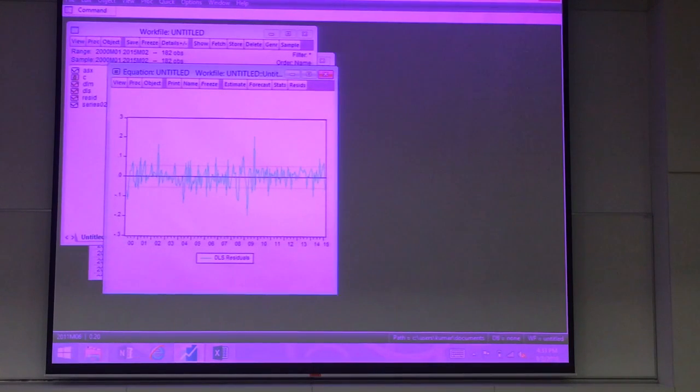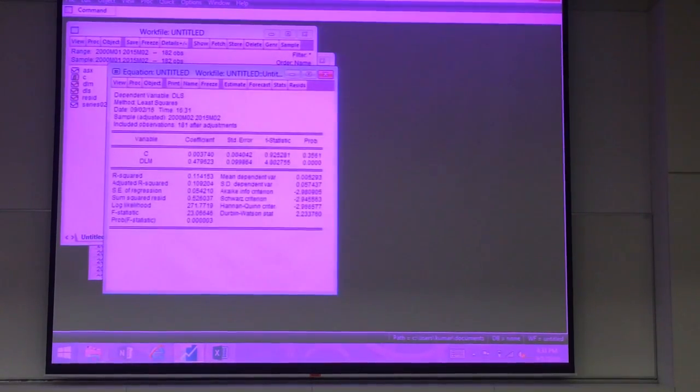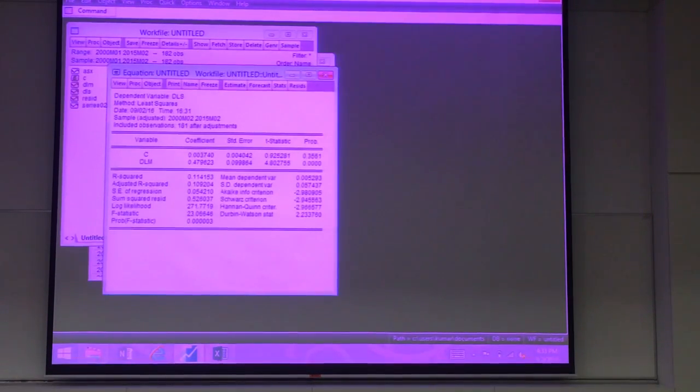Just to see if the intercept is significantly different from 0. Okay, so let's look at the estimated output. The intercept value is 0.003740. Just because the value is very small, you cannot say it is not significantly different from 0. It all depends on the probability value. You can also use the t-value, but look at the probability value. The probability value is 35.61%. What does that mean?